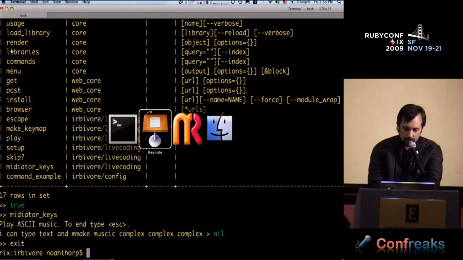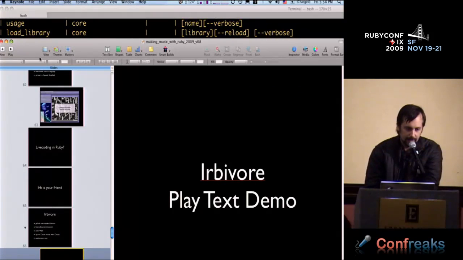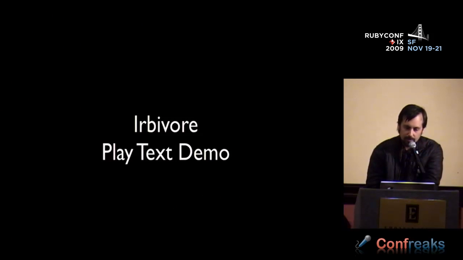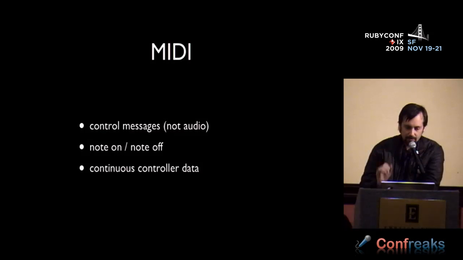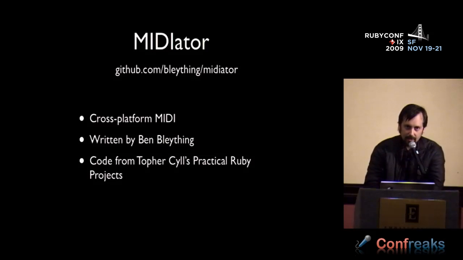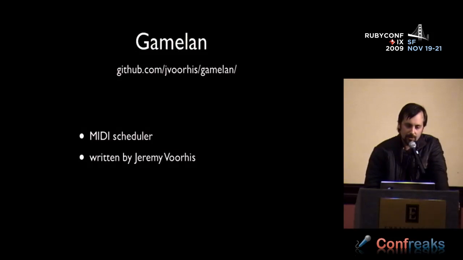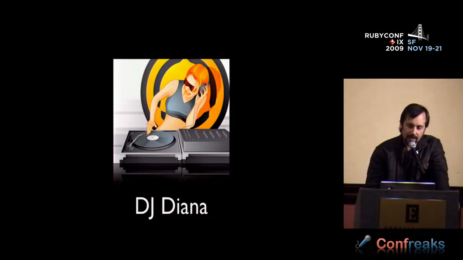Let's see. Wow, a ton more material here. So let's move on. So MIDI, you probably know about that. Mediator is a cross-platform MIDI library that Herbivore is using. It's written by Ben Blathing, and it borrows code from Topher Sill's practical Ruby projects. Gets used a lot. Also, Gamelon is a scheduler by Jeremy Voorhis, and I'd recommend checking that out.